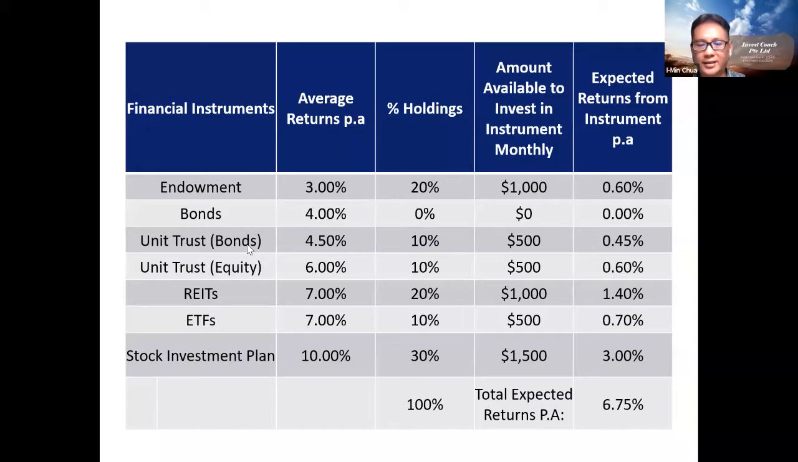So my unit trust, probably I have to bundle them together. I realized that in actual implementation, it probably makes sense to bundle unit trust and ETF together, so I should hit about 30%. Then for REITs, 20%, stocks about 30%. So that's my ideal allocation.